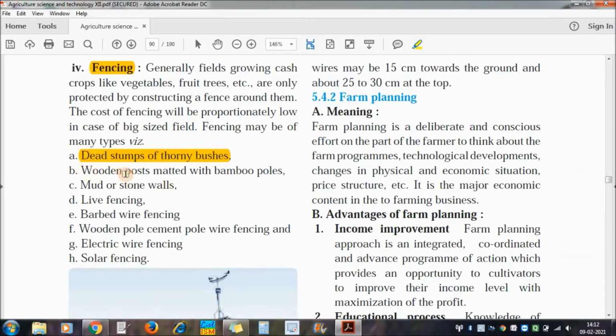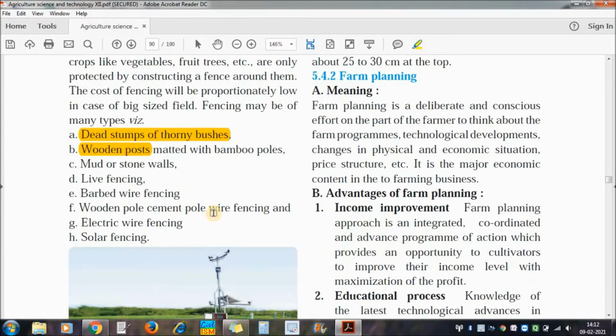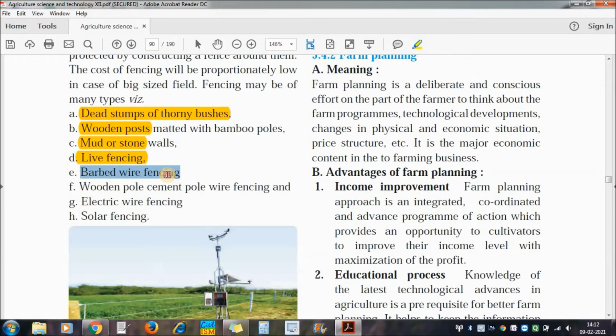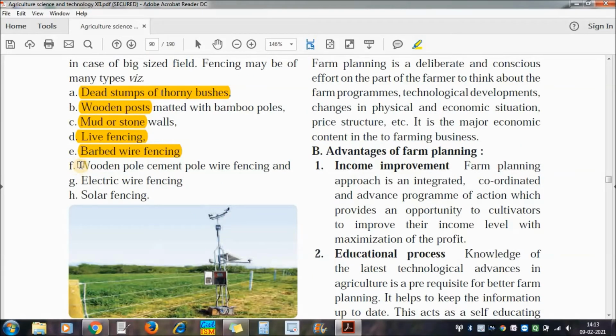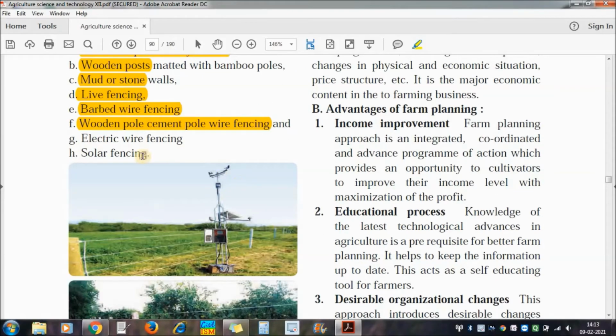We can also use wooden posts, but wooden posts are very costly nowadays. These thorny bushes are good. Then mud or stone walls also can be used. Live fencing is being used nowadays. Barbed wire is long lasting and good, but it is costly. Wooden poles with cement poles and wire fencing are costly, but the life is lengthy.